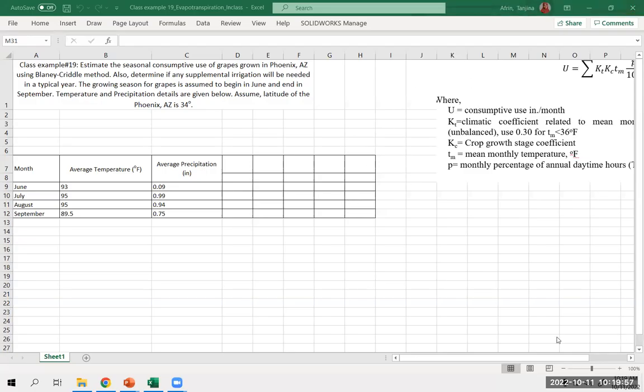Okay, so who will read the class example 19? Also determine if any supplemental irrigation.